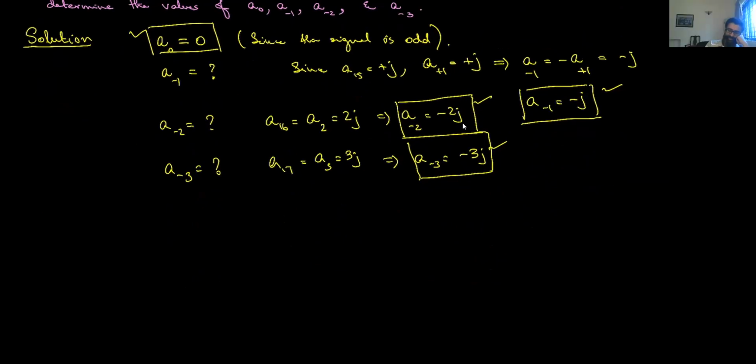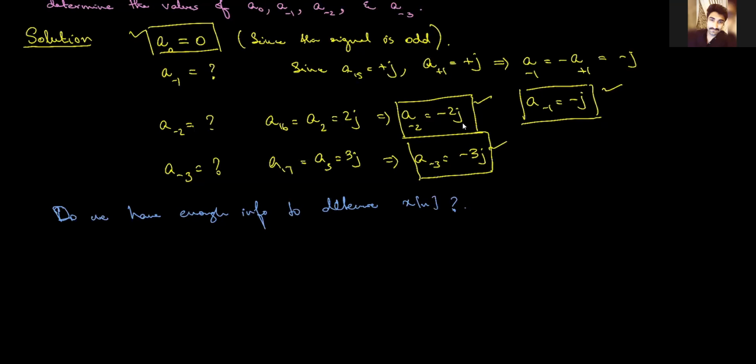Okay. So the question once again is, do we have enough information to determine x of n? We need 7 coefficients to be able to determine it. So we have information. We do.